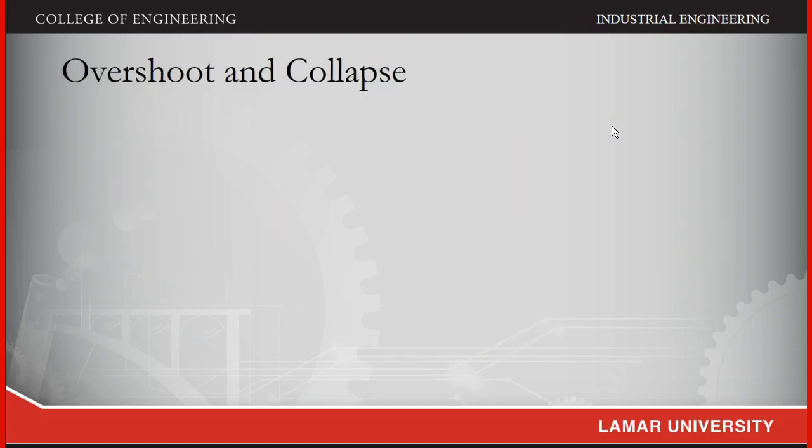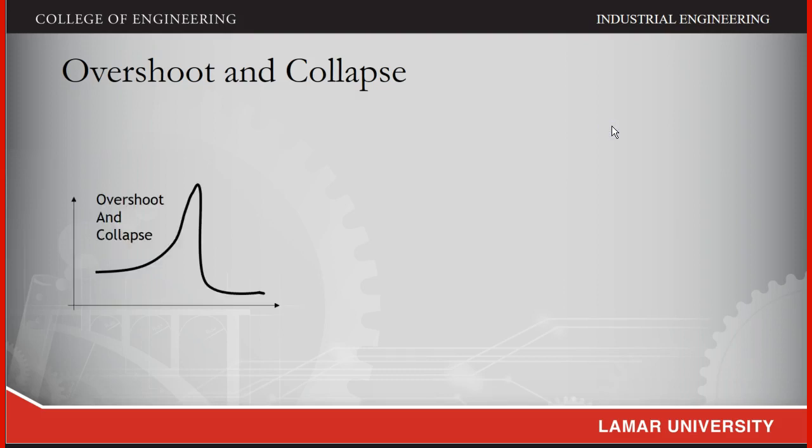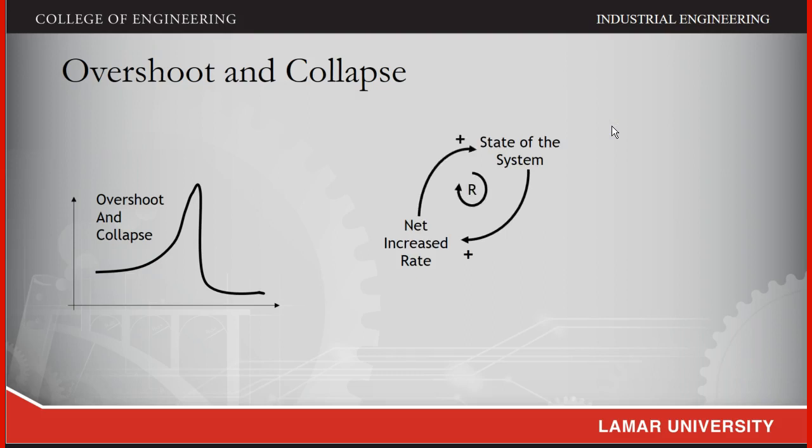The last model that we will discuss is the overshoot and collapse. The overshoot and collapse has this behavior in which we have a growth and then eventually reach a point in which, due to the fact that we consume too many resources and the system cannot sustain itself, the system will collapse and then it will never be able to grow again. The way that this works is we have the reinforcing loop, and as long as we have enough resources, then this process can still happen.